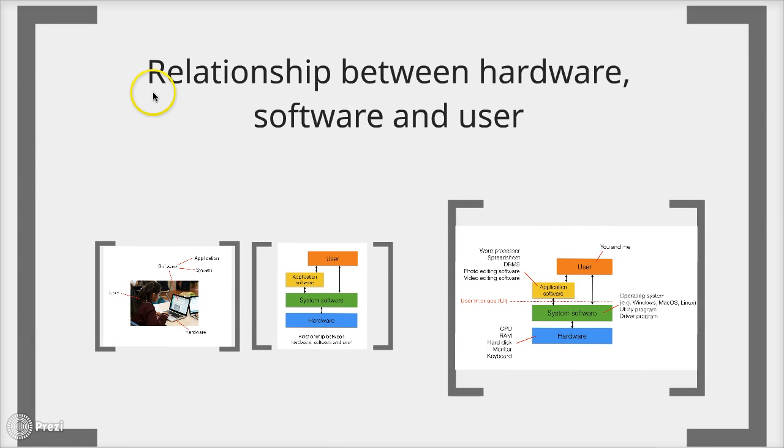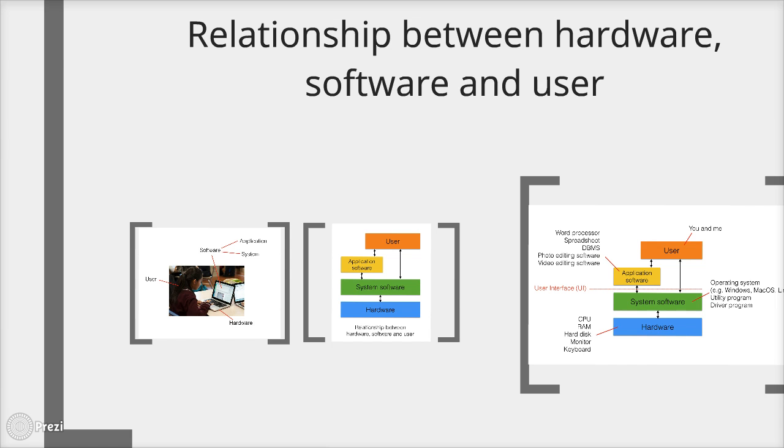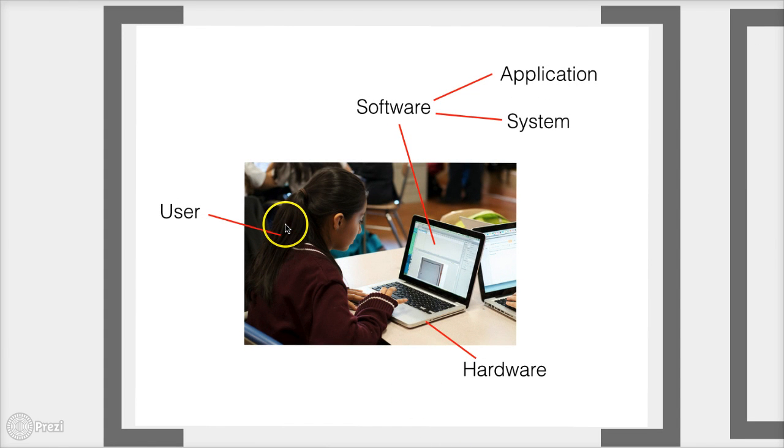So first of all, let's look at the relationship between the hardware, the software, and the user. This picture shows a user using a notebook computer. Actually, the notebook is the hardware itself, and the user is just you and me. We are using the hardware, the computer, as a tool. And in hardware, for example, the hard disk, we have the software installed, and the software is responsible for giving instructions to the hardware. So we have two different types of software called the application software and the system software.